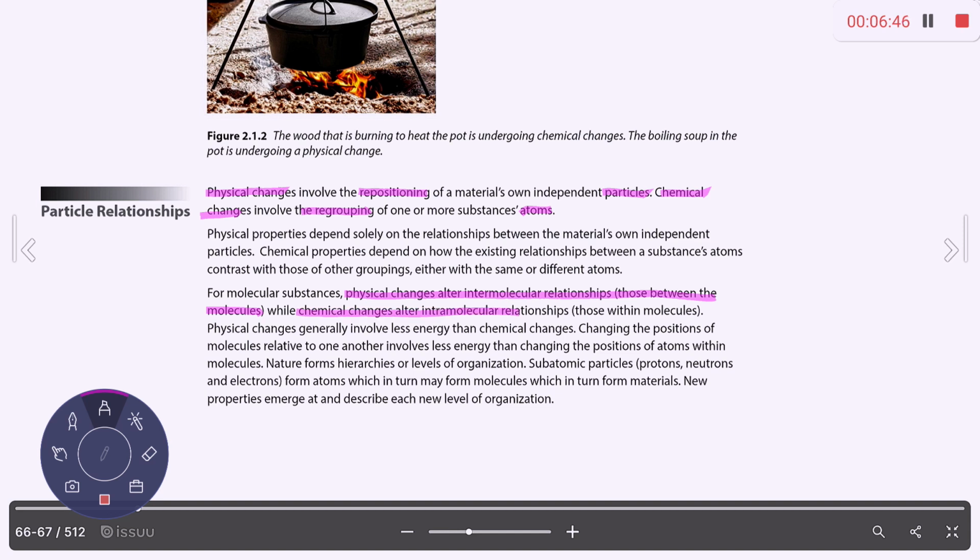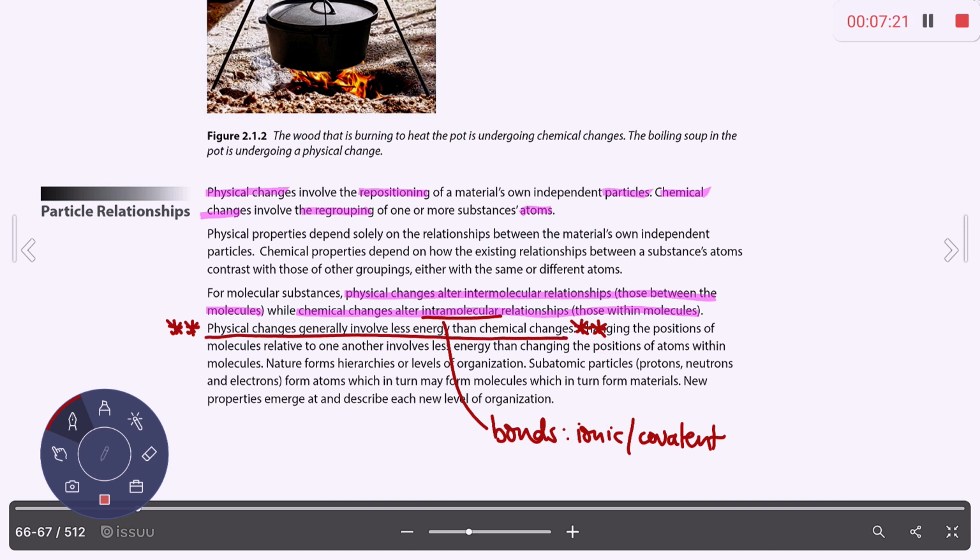Chemical changes are going to alter intramolecular relationships, those within molecules. Intramolecular is referring to things like bonds. So we're looking at ionic or covalent bonds breaking and maybe reforming when we form products. Does that make sense? Okay. And then here is the part that I told you up above. Physical changes generally involve less energy than chemical changes. And I think that's all I will point out there. Let's turn the page.